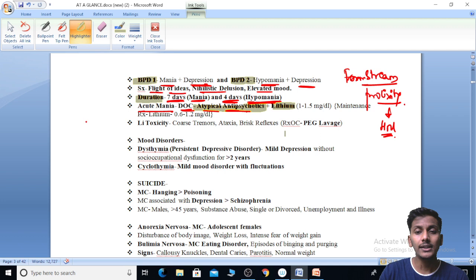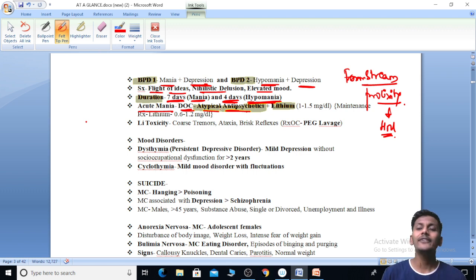Why not with lithium? Please remember, lithium is a mood stabilizing agent which takes time to act. In cases of acute episodes of mania, usually we need to calm down the patient, which is usually done with these antipsychotic drugs, right? And antipsychotics, why not typical antipsychotics? As we already know guys, typical antipsychotics have harmful side effects like the extrapyramidal symptoms.